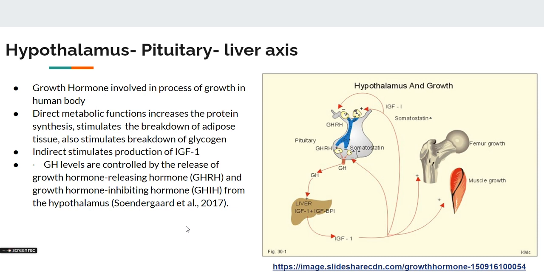I will now explain to you how the hypothalamus, pituitary, and liver axis regulates growth and the negative feedback mechanisms that help us regulate the growth hormones in our bodies.